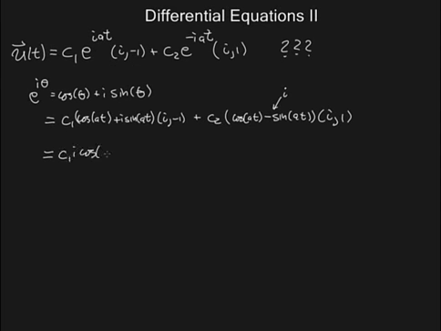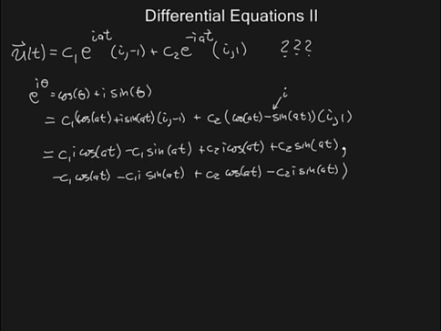Okay, let's work this out a little further. By the way, I was missing an i in the formula. Let's write this out. You get C1 i cosine minus C1 sine plus C2 i cosine plus C2 sine. That's all in the first coordinate. And the second coordinate turns out is similar, of course. I've written it out here.